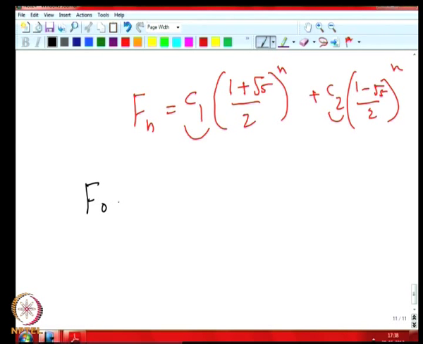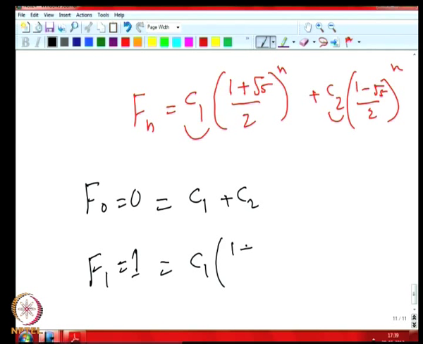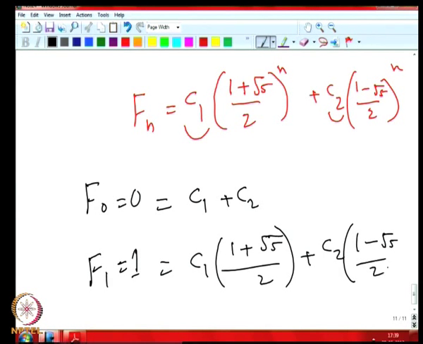The one is F0 is equal to 0, which means when I put n equal to 0, I get C1 plus C2 is 0. This is what we get. The second is F1 is equal to 1. So, when I put n equal to 1, I get C1 into (1 plus root 5 by 2) plus C2 into (1 minus root 5 by 2) is equal to 1. So, these are simultaneous equations. C1 and C2 we want to find out such that these two conditions are met. We know that this can be solved, right.